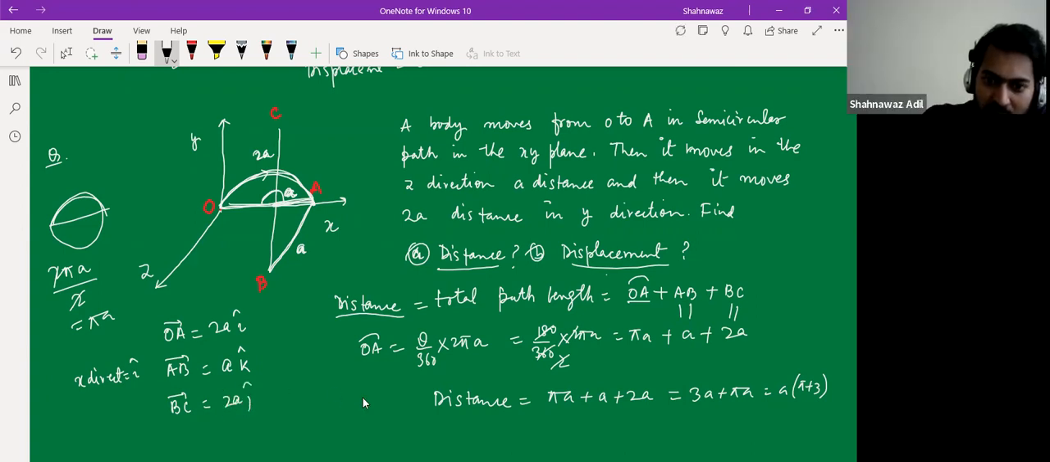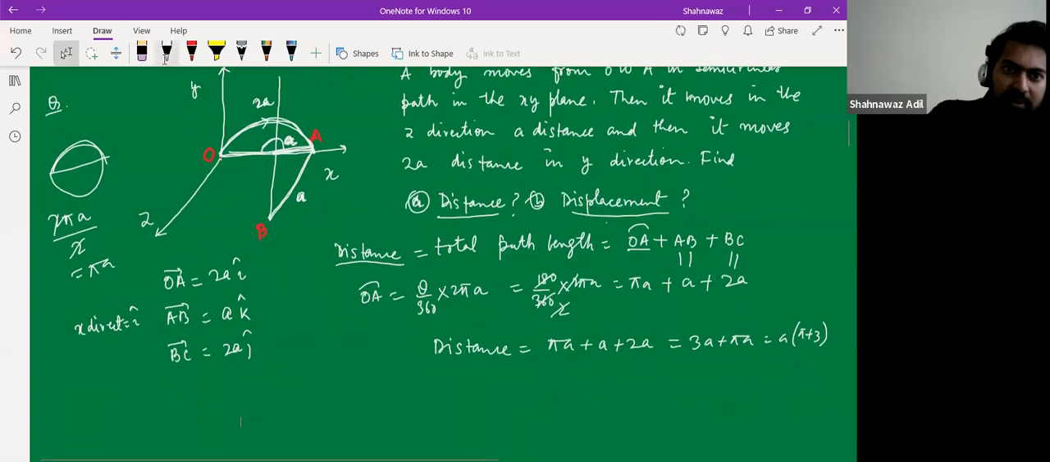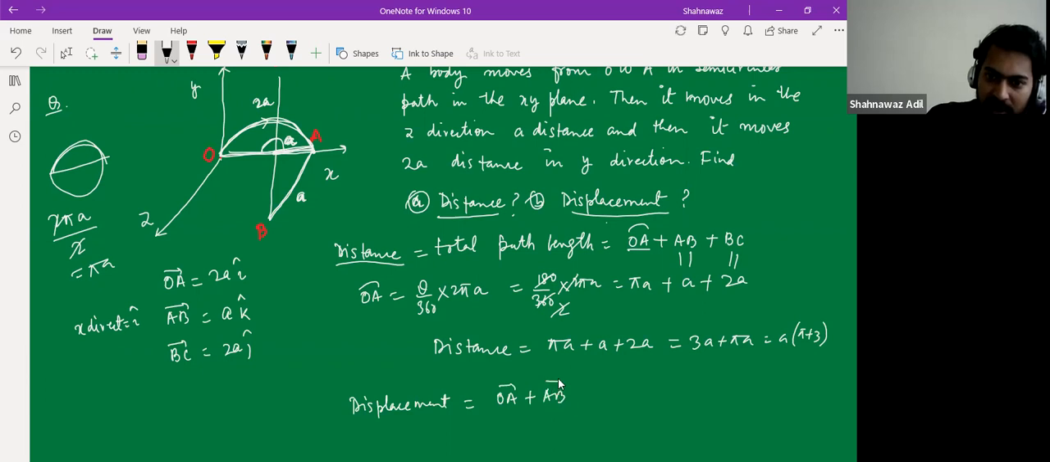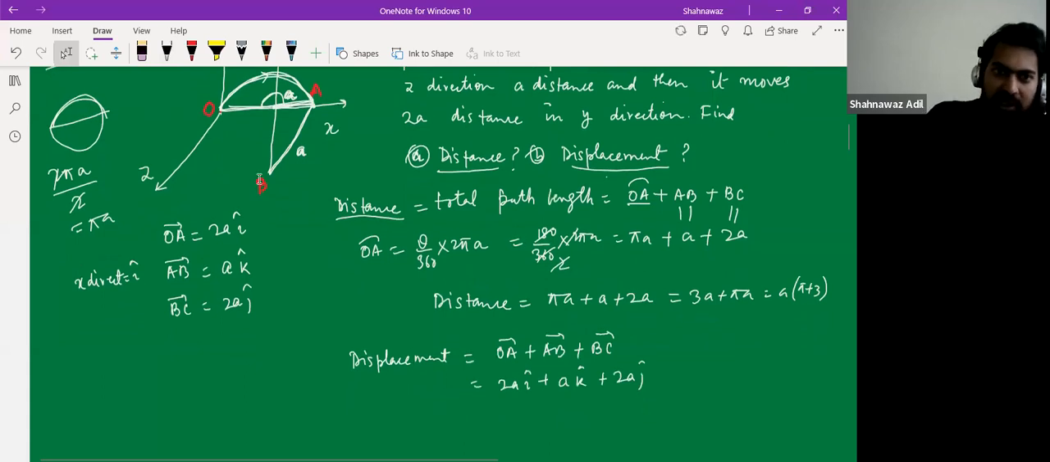So what will be the displacement vector? Displacement vector will be OA plus AB plus BC. So it will be 2A i hat plus A k hat plus 2A j hat. Now let us write it in the Cartesian form: 2A i hat plus 2A j hat plus A k hat. This is the displacement.